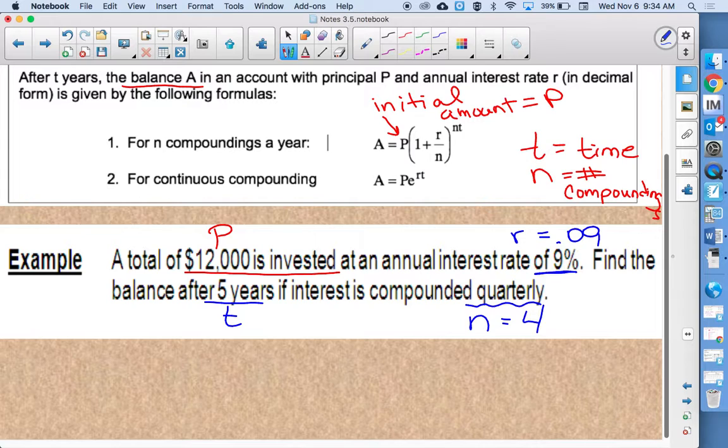So if you plug everything in, a formula is just a plug and chug problem. You plug the numbers in, you work through the formula. So 12,000 bucks. We're using the first one because we're talking about a specific number of times we're compounding. Again, your rate is the decimal. We're dividing that by 4.